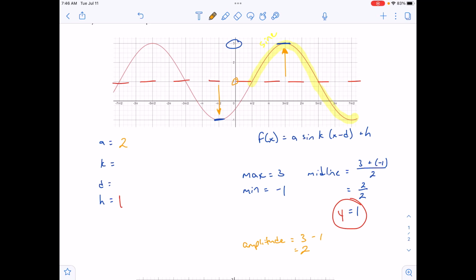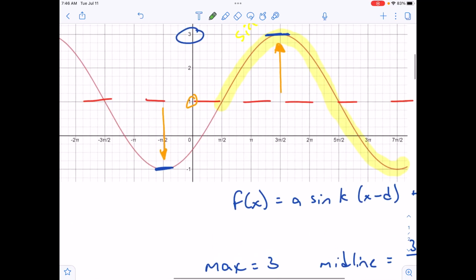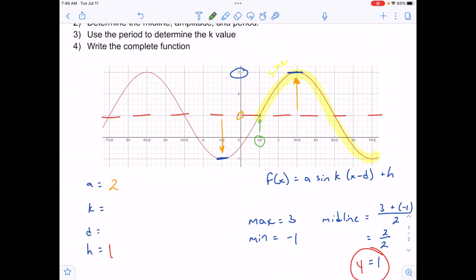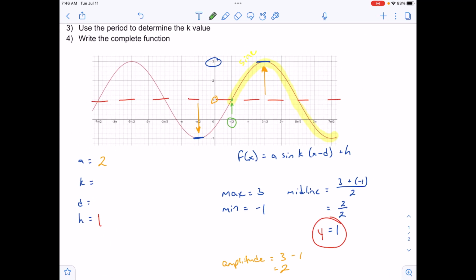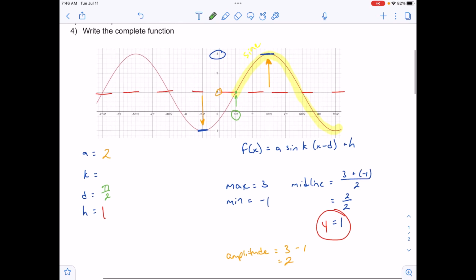In terms of a horizontal shift, we've already talked about that when we were deciding which function it was going to be. I can see that my function starts here at pi over 2. That is the beginning of my function, and so I do have a horizontal shift of pi over 2. It's to the right, and so I am going to keep it as a minus sign at the end of the day. And then last but not least is figuring out the period.